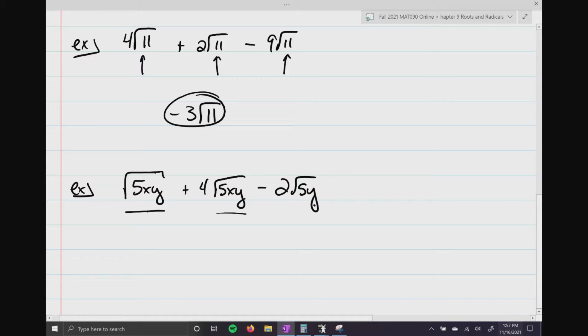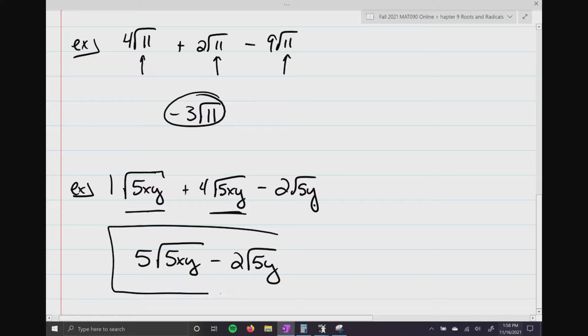Notice the first two terms both have the square root of 5xy. So it's just 1 plus 4, which is going to be 5 square root of 5xy. And that minus 2 times the square root of 5y, there's nothing I can group that with. So you just write it. There's nothing you can do about it. Remember, you're combining like radicals. Okay?